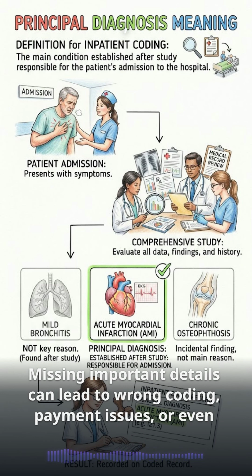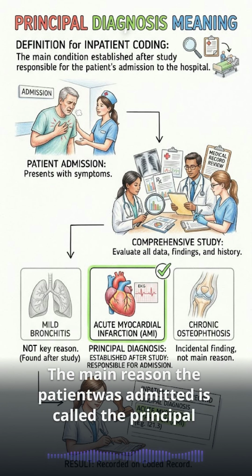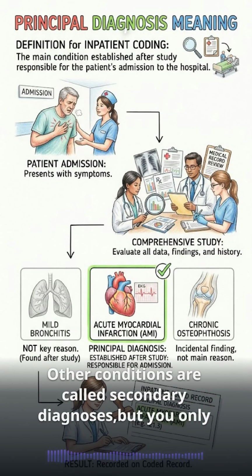One of the biggest topics on the CCS exam is diagnosis coding. The main reason the patient was admitted is called the principal diagnosis. Other conditions are called secondary diagnoses, but you only code them if they affect treatment, nursing care, or testing during the hospital stay. For diagnosis coding, coders use the ICD-10-CM book.